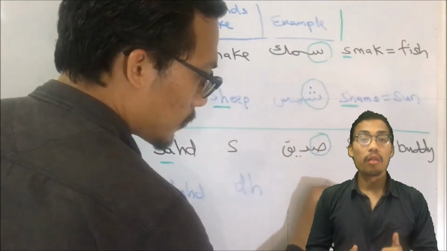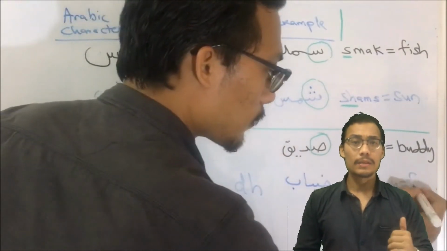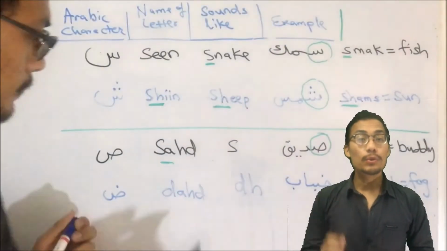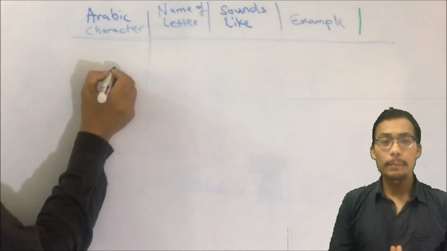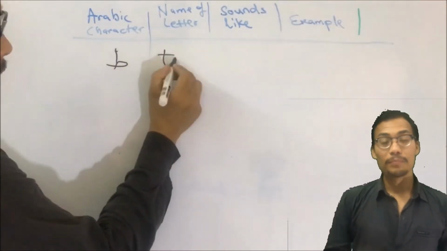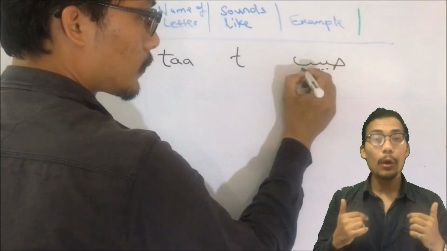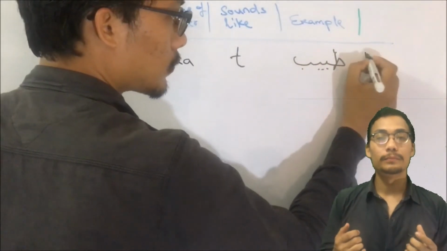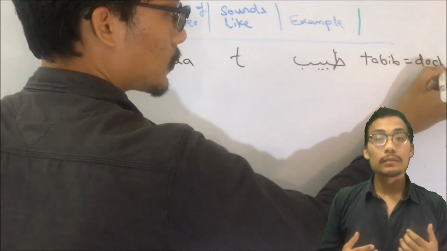Next alphabet would be Dad. Very deep D sound, the exact same sound as Sad, except that you use a D instead of an S. For example, Dab. Next alphabet, Ta. A deep T sound. Start off by saying a regular T and then lower your mouth to make it rounder. Example would be Tabib.